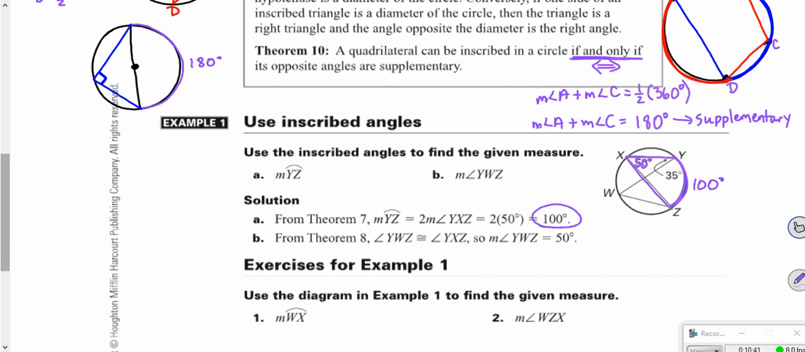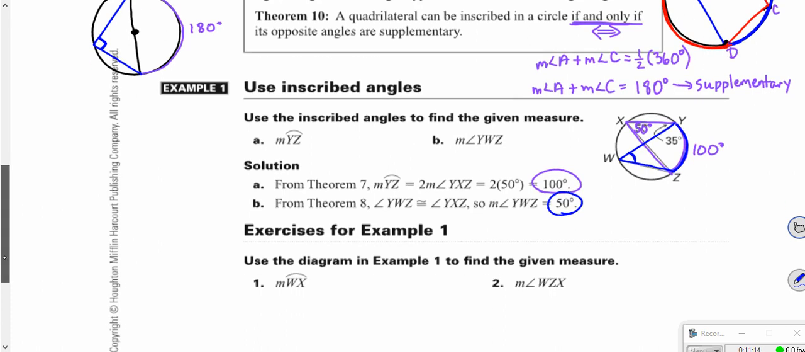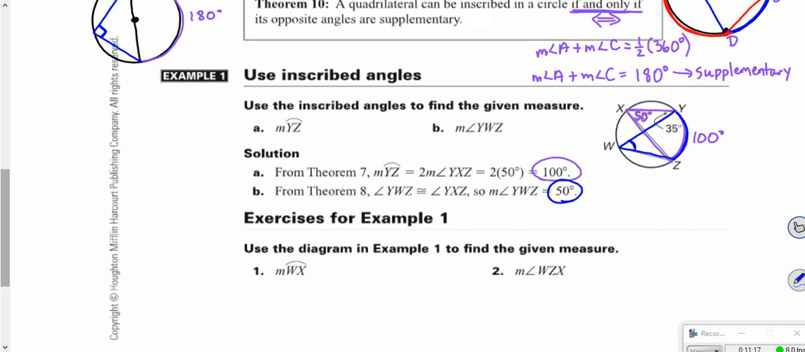Now, measure of angle YWZ. So we're talking this angle here, YWZ. Well, this has the same intercepted arc as YZ. So if it's half of that, again, that means it's going to be 50. Same intercepted arc. Okay, so we're going to use that same diagram now for 1 and 2. So let me erase the marks I put on it.